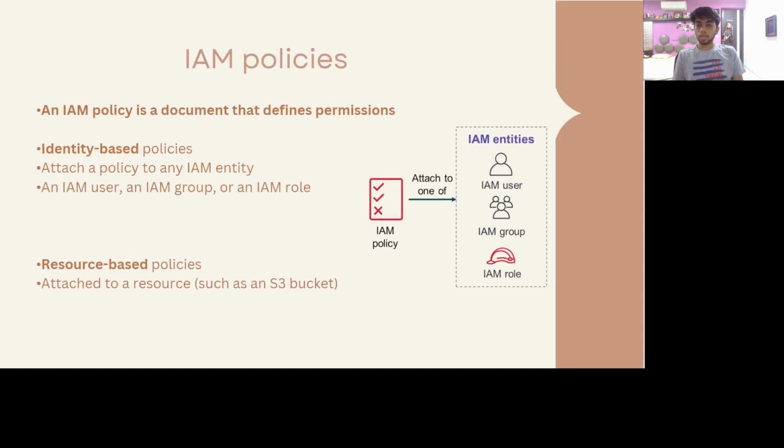IAM policies. An IAM policy is a document that defines permissions. There are two types of policies. First is identity-based policies, for which you attach a policy to an IAM entity, which will be a user, group, or a role. Then the second is resource-based policies, for which the policy will be attached to a resource.